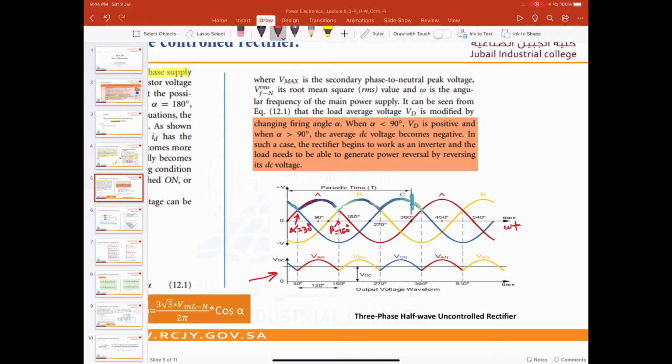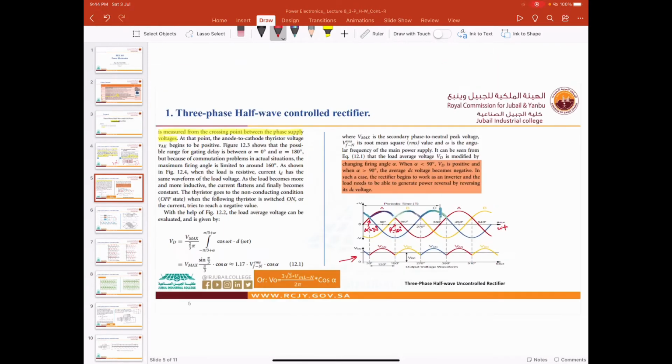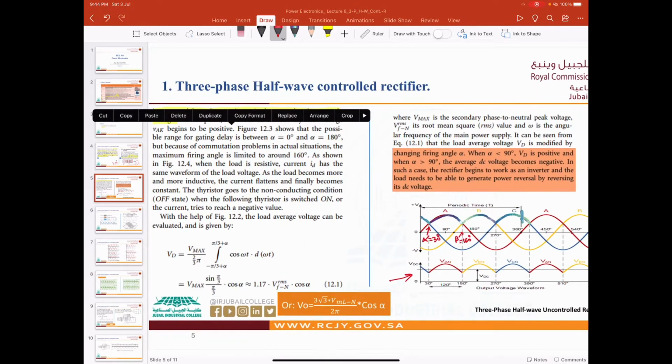Now the case is a little bit different, and sometimes it is confusing. If you look here, it shows that the possible range for the delay angle alpha is 0 to 180 degrees. But because of commutation problems in the actual situation, the maximum firing angle is limited to around 160.